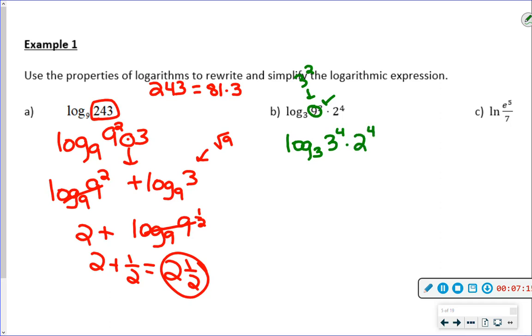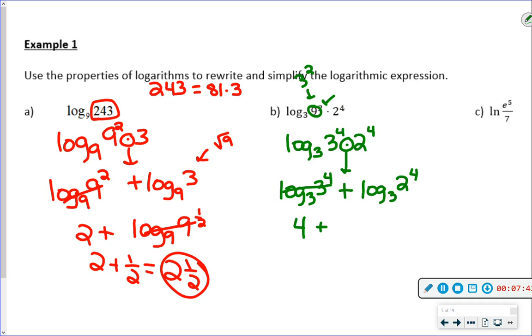Now I'm going to use my properties. Again, we could type this in our calculator in 2 seconds. I'm well aware of that. Practicing our properties. Product expands to addition. So I've got this part's nice and easy. Log base 3, 3 to the 4th. I know you know what that's going to turn out to be. And then I've got my log base 3 of 2 to the 4th. This is easy.